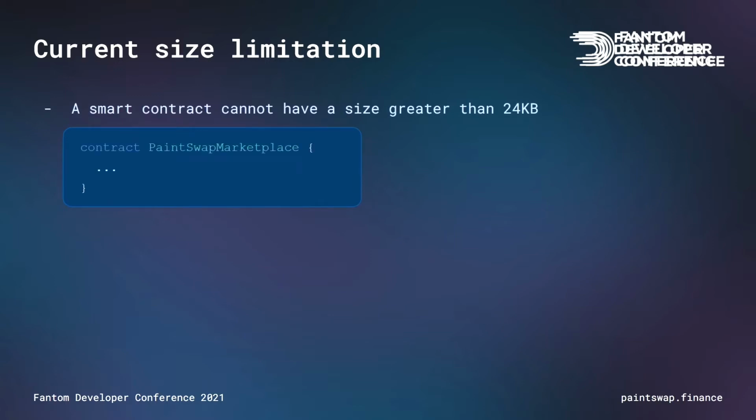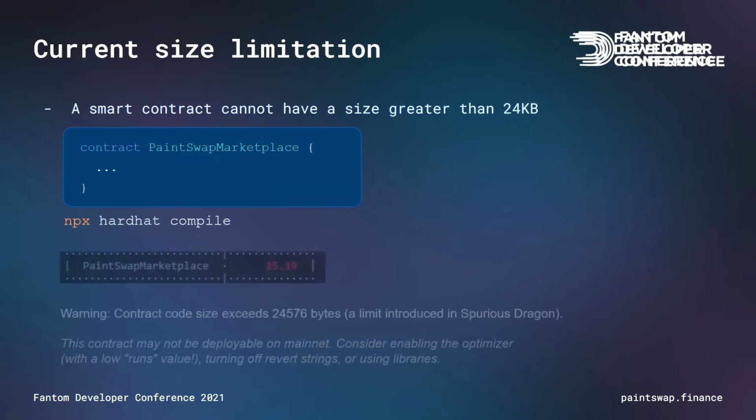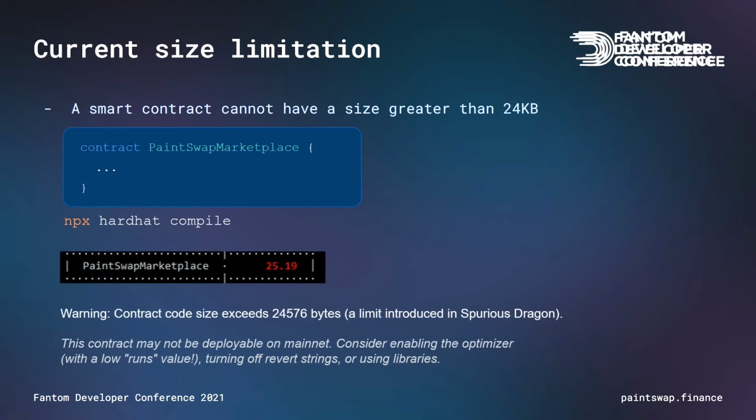So we'll take this contract, it's massive, trust me, and then we'll compile it, and oh no, it's above 24 kilobytes. And this is the warning you'll get, and it'll be in nice and red. It says it's a limit introduced in Spurious Dragon. This contract may not be deployable on mainnet. Consider enabling the optimizer with a low runs value, turning off reversions or using libraries. So those are some of the things we'll look at, but also a lot more. So let's see if we can get this down.